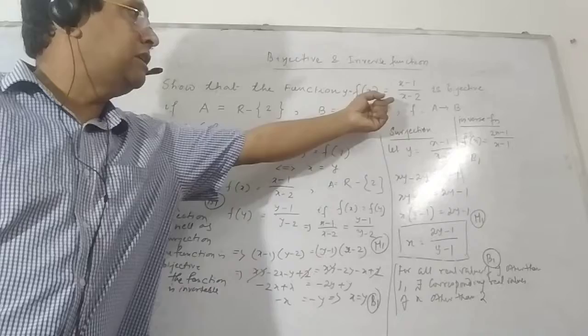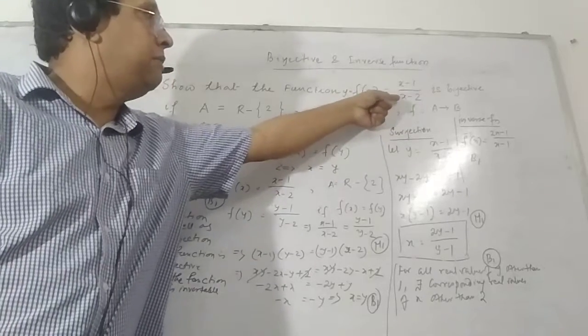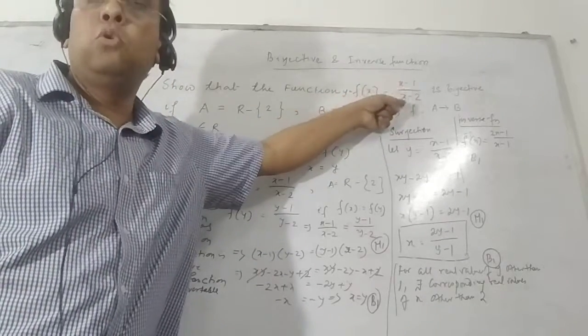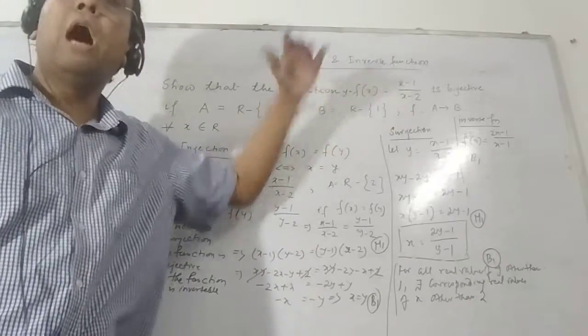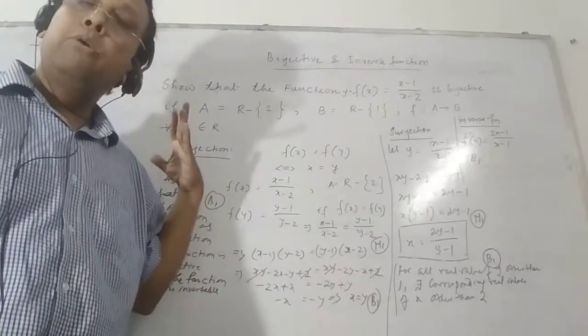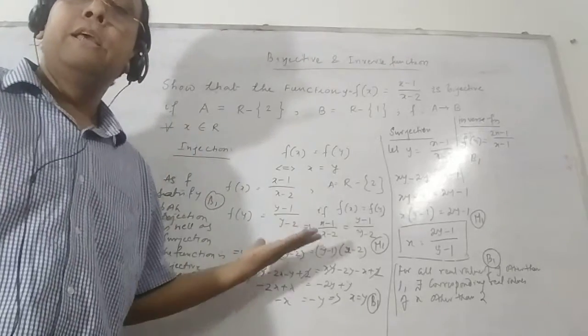That is rational. It's clearly a rational expression. It's a division of two polynomials, two linear expressions, and that is a polynomial. This is how we can tackle, or how you can prove, that a rational expression can be bijective.